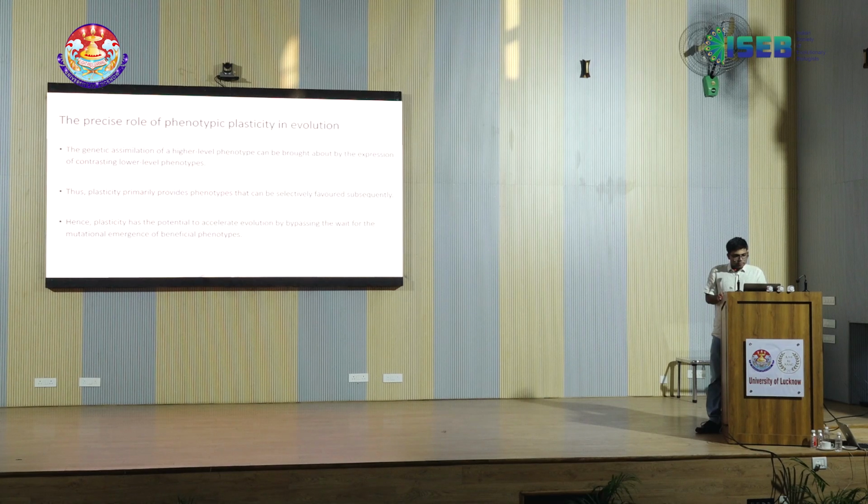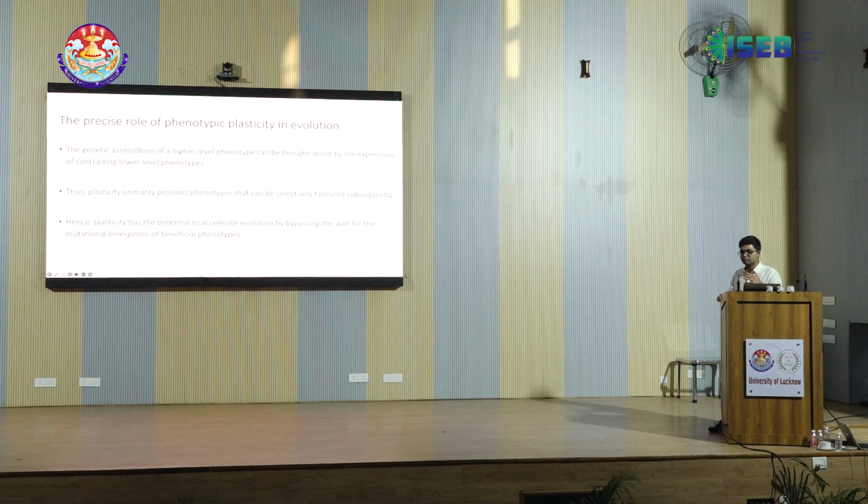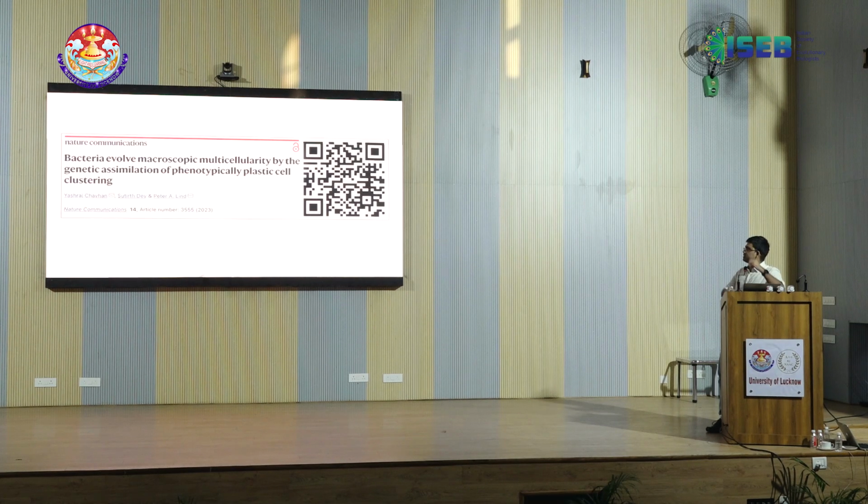So this actually elucidates the precise role that plasticity plays in evolutionary pathways. What happens is that plasticity primarily provides phenotypes at the outset itself without waiting for mutations, and these phenotypes can later be selectively favored. So it can speed things up, and it can be super flexible because the genetic assimilation of a higher-level phenotype can be brought about by the expression of contrasting lower-level phenotypes. So this is a summary of all the results, which can be found in a recent paper that we had.